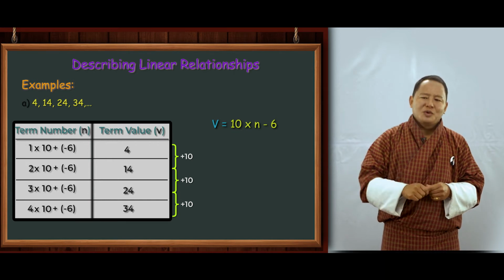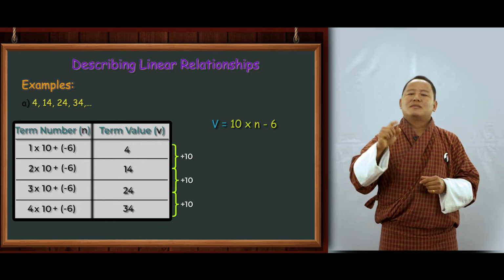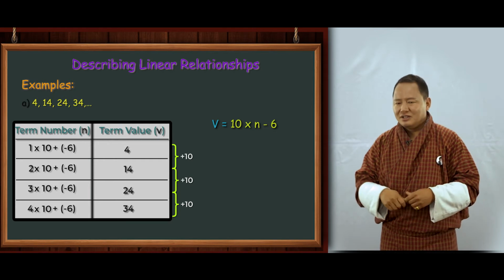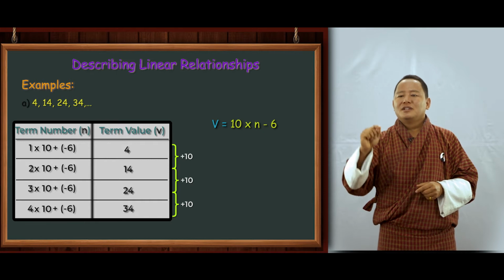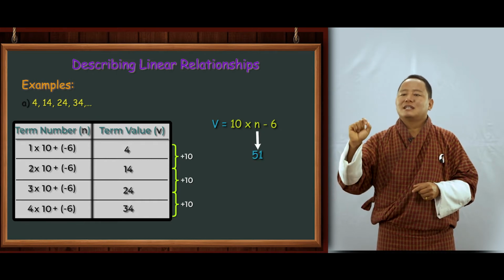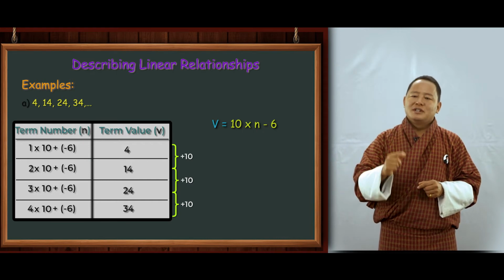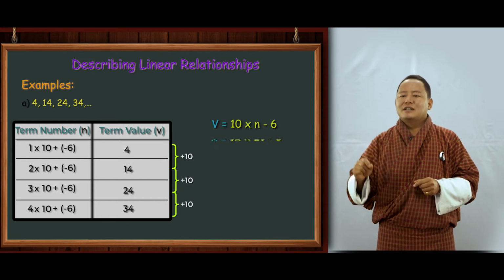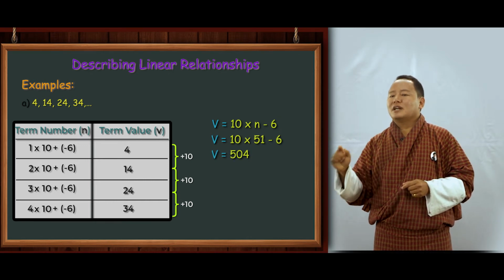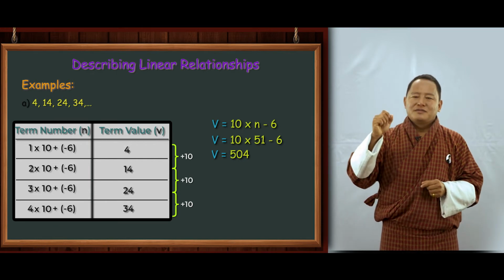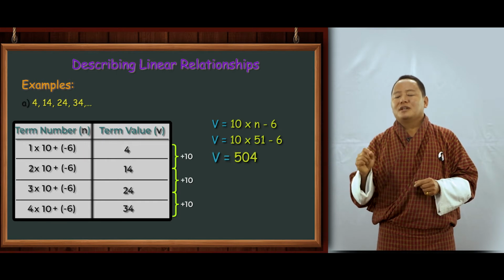Now if somebody asks you what will be the value of the term for term number 51, how will you do it? Very easy. In place of n, just put 51. Just insert 51, because n represents the term number. So v is equal to 10 times 51 minus 6, which is equal to 504. So for term number 51, the value of the term should be 504.